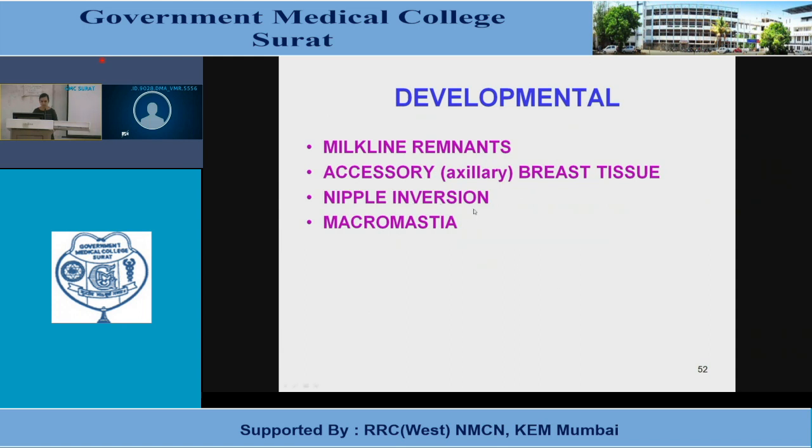Then comes the nipple inversion. It is basically a developmental anomaly. Some people have inverted nipples. Then there is macromastia, large breasts.